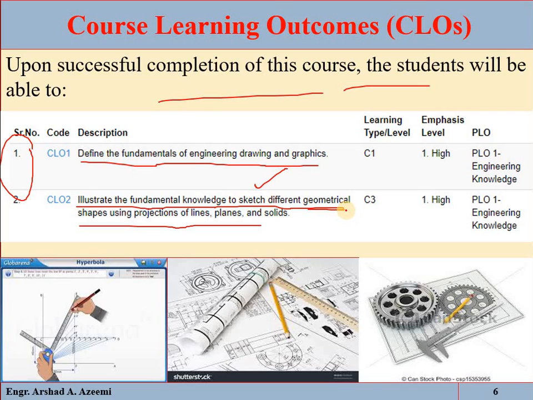When we are able to transform our creative idea, the thing which is present in our mind, into a sheet of paper, then it is called the technical drawing. Yes, it is called the engineering drawing.